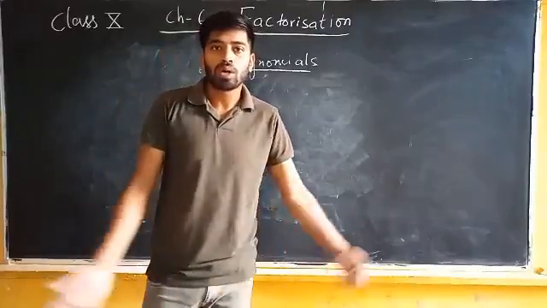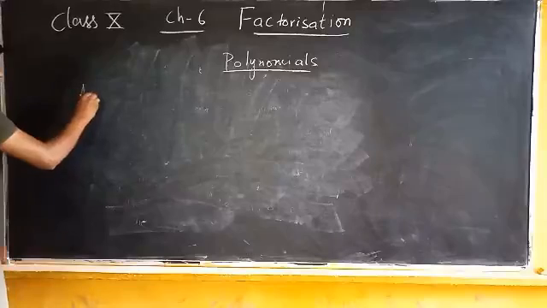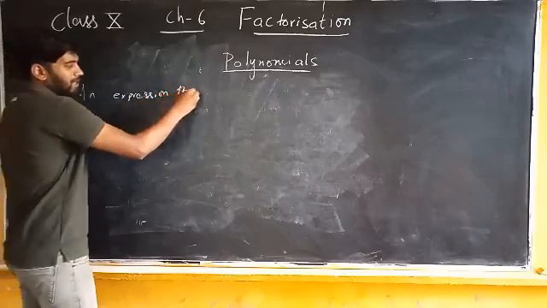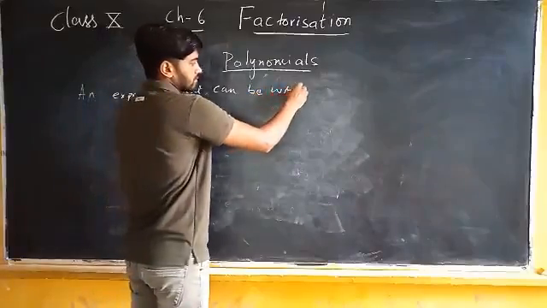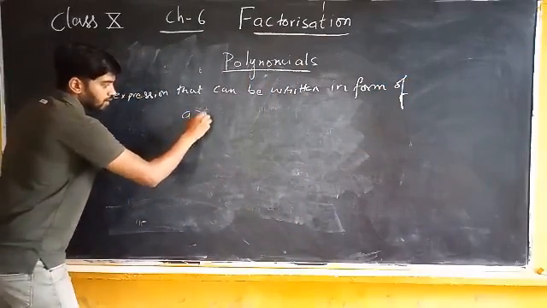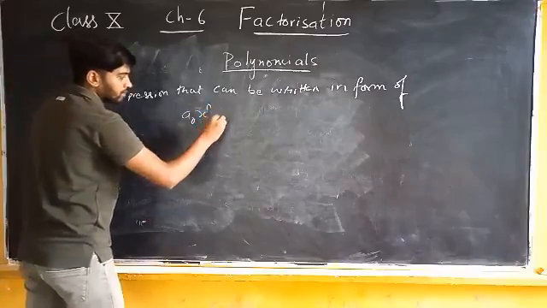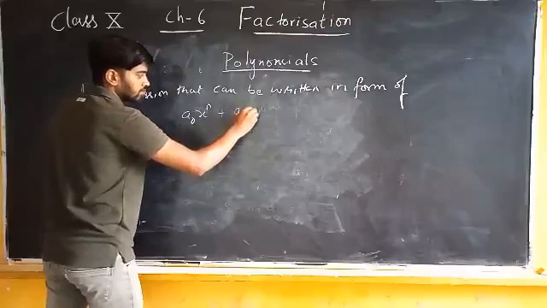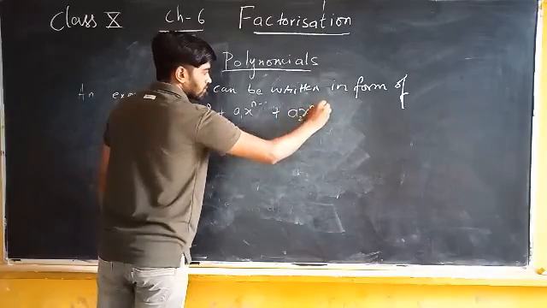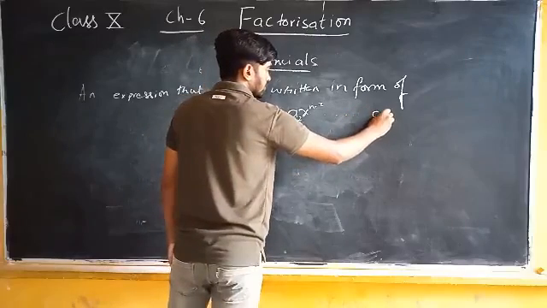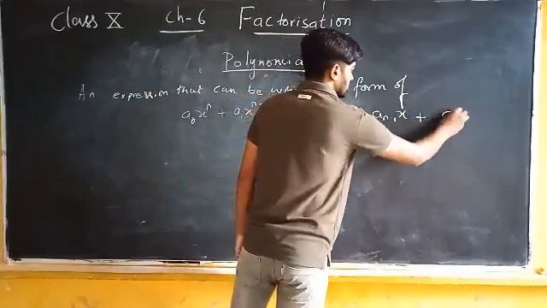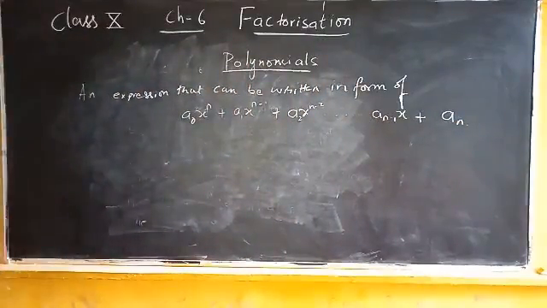But what are polynomials? What is a polynomial? An expression that can be written in the form of... okay. That can be written in this form is called a polynomial. This is called a polynomial.